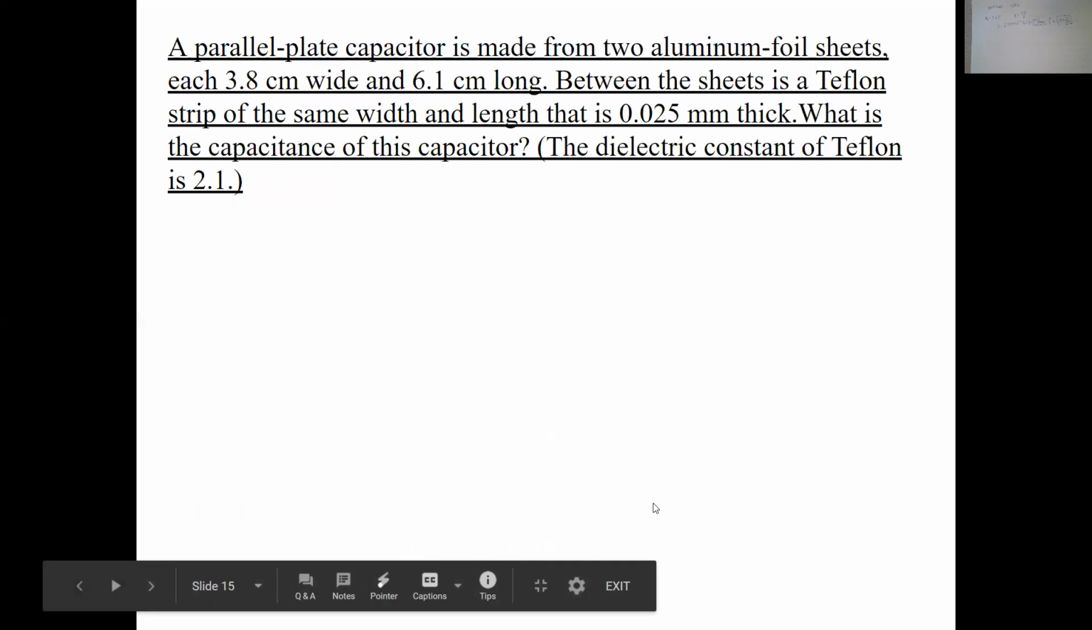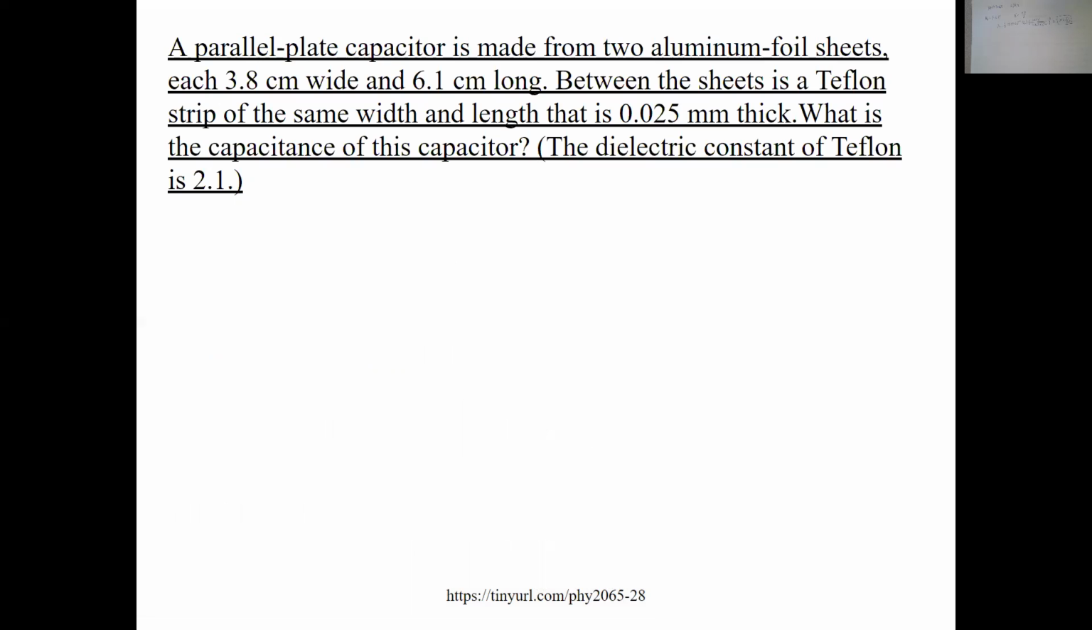All right, now let's take a look at an example with a dielectric between the two plates, okay? This one says a parallel plate capacitor is made from two aluminum foil sheets, each 3.8 centimeters wide and 6.1 centimeters long. Between the sheets is a Teflon strip of the same width and length, that is 0.025 millimeters thick. What's the capacitance of this capacitor?